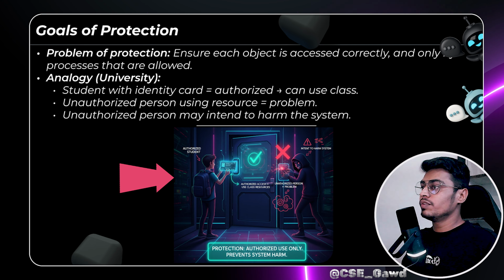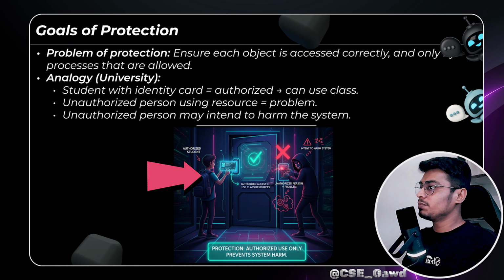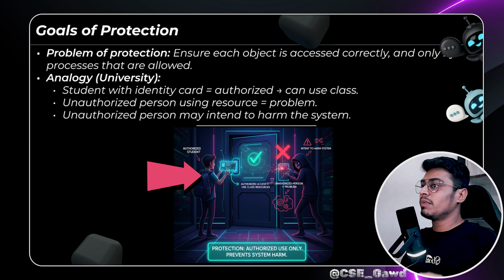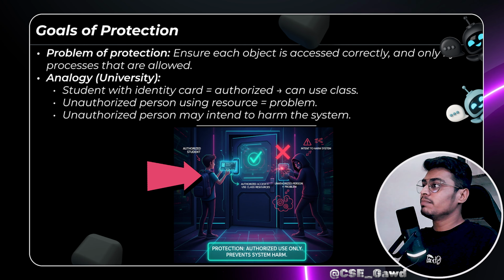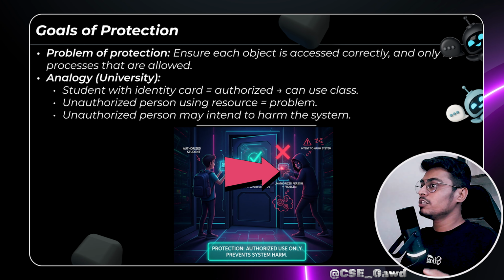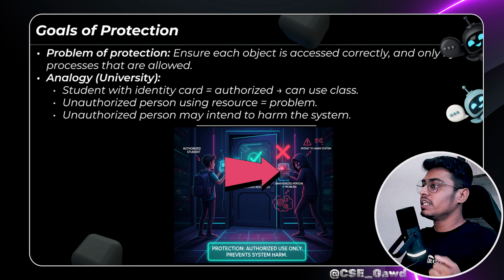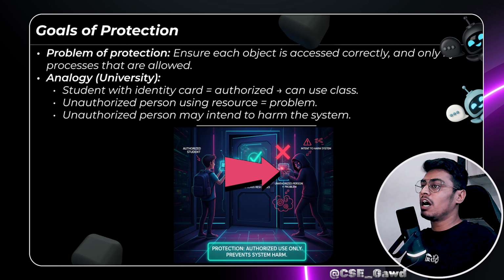Like in your college, university, you have to take admission, you have got your identity card and you are an authorized person. Now you can take any class by going to the university because you are an authorized person. So the authorized person is using the resources, that is fine. But if an unauthorized person will use the same thing, obviously the authorized person will keep waiting, and the unauthorized person, why would he use it? Somewhere in his mind it must be that I will do some harm to this system.